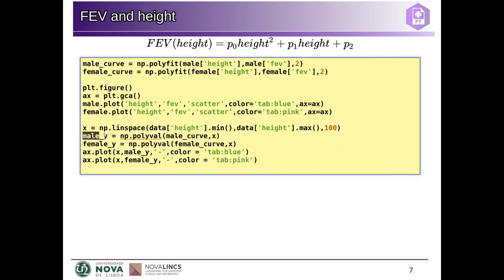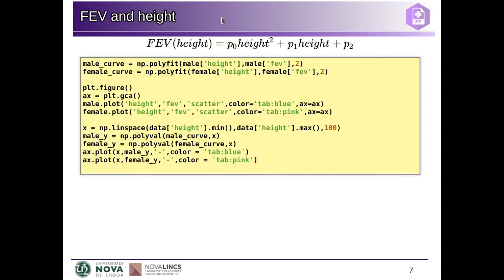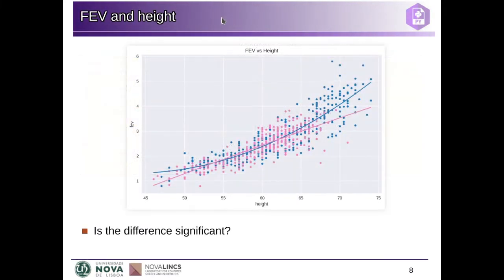So we're going to draw the male and female curves, again using the stereotypical colors, and we can see a difference here. The curve for the male subjects is clearly curved like this, so it starts increasing faster, whereas for the female subjects it is nearly a straight line.